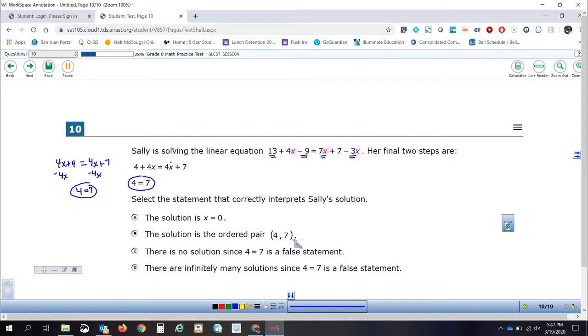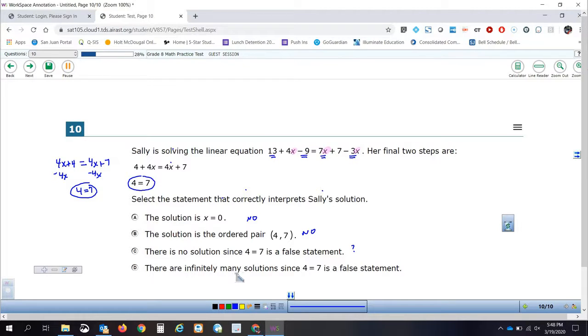Does it mean that the solution is the ordered pair 4, 7? Well, guess what, ladies and gentlemen? In an ordered pair, you have x and you have y. If a solution is 4, 7, that means x is 4 and y is 7. Guess what we don't even have here? We don't even have a y. So that it is not going to be the second one. So this one is no. This one is no. There is no solution since 4 equals 7 is a false statement. Let's hold off on this one and let's look at this one.